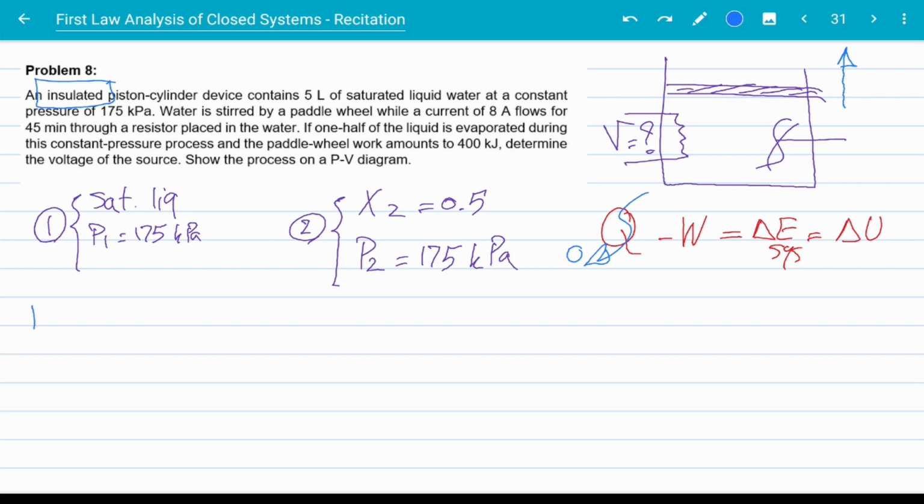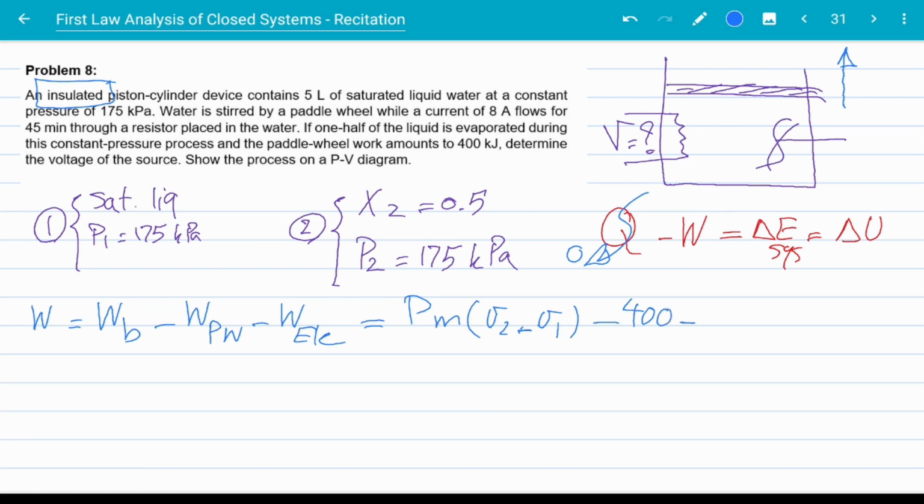Now W net is the work that the system is doing, work out, which is the expansion, boundary work, minus W of the paddle wheel, I show it with PW, minus the work of the electric resistor. Now, boundary work is the constant pressure, mass, specific volume 2 minus specific volume 1, right? We already know that. Minus the paddle wheel work, the problem says 400 kilojoules, minus the electric work, which is unknown.